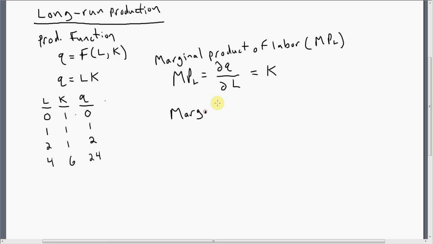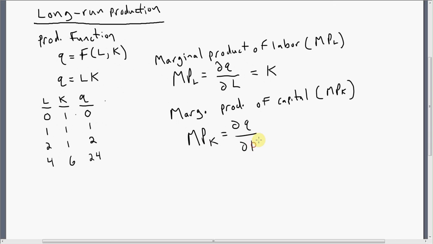The next concept is the marginal product of capital. I'll abbreviate MP subscript K. The marginal product of capital, like the marginal product of labor, is going to be a partial derivative concept. And the partial derivative of this production function is just going to be L. Partial derivative of that production function with respect to capital will just be L.